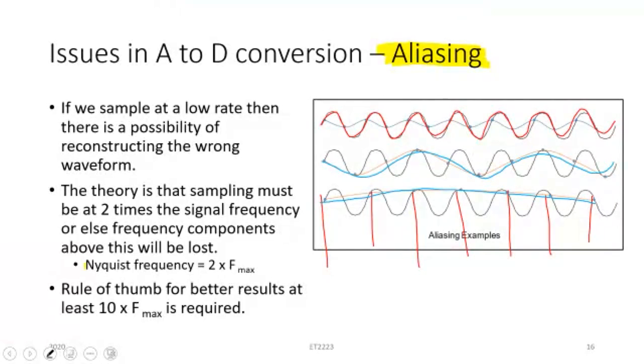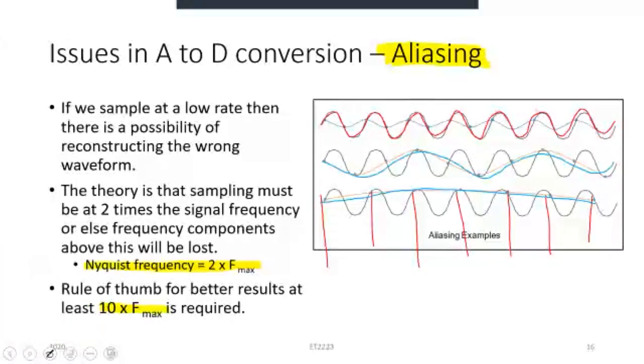So the basic rule there is we should have at least 2 times the frequency of the original signal as our sampling rate. And the best case would be 10 times the frequency, but at least we should have 2 times the signal frequency for conversion.